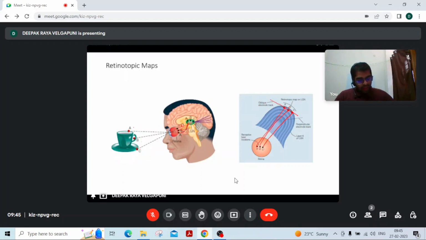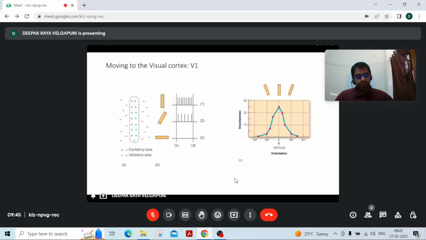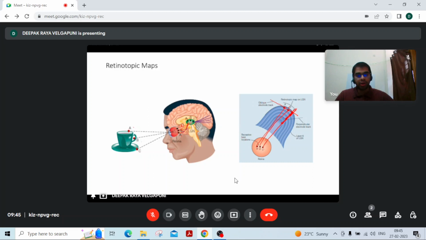Now if you take a perpendicular track, all the neurons on this track respond to the point at the same position. Through experiments they found this is how the retinotopic map of LGN is structured. Now let's go into the brain. From LGN, the further processing takes place at the primary visual cortex, which is also called V1.